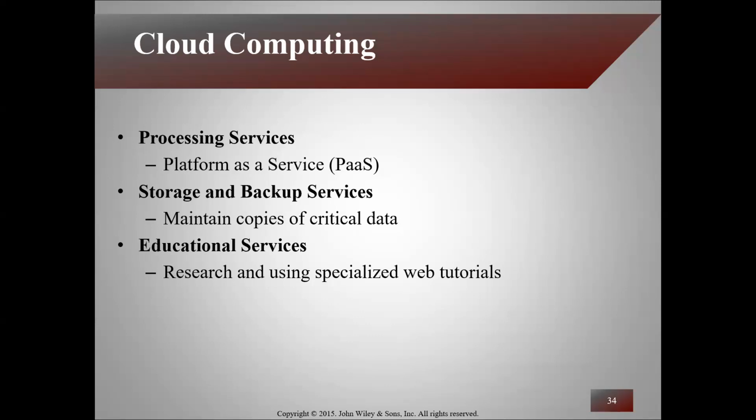Storage and backup services. One of the most important types of cloud computing is creating and maintaining copies of critical data and files for both the individual and the organizations. Some of these vendors include Amazon, Carbonite, Dropbox, SkyDrive. Now, most of these vendors provide low cost, and some of them even provide free service.